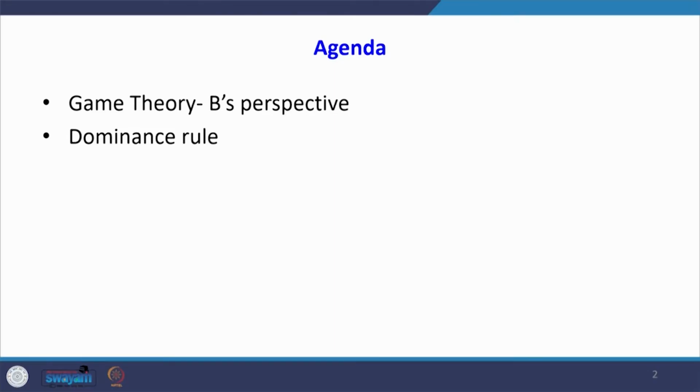In the previous lecture, I explained the concept of mixed strategy. The same problem we are going to continue in this lecture, but I am going to solve the mixed strategy problem from the perspective of player B. So, the agenda for this lecture is solving the game theory problem in B's perspective. Then I am going to explain some dominance rules in game theory.